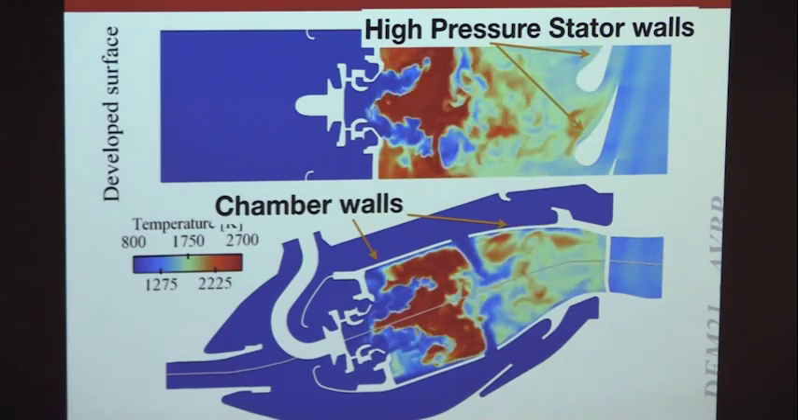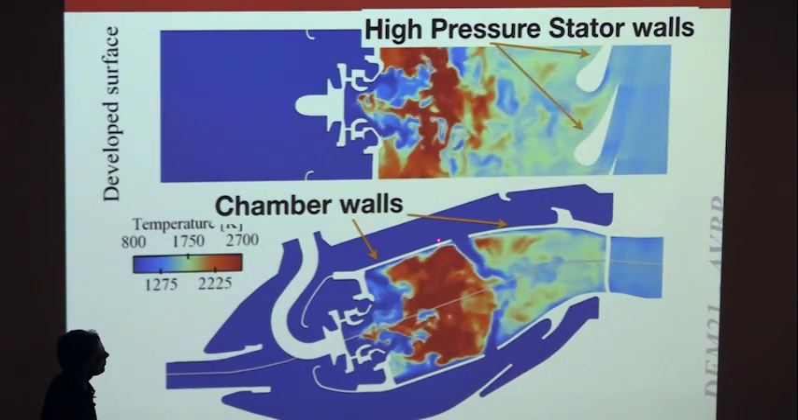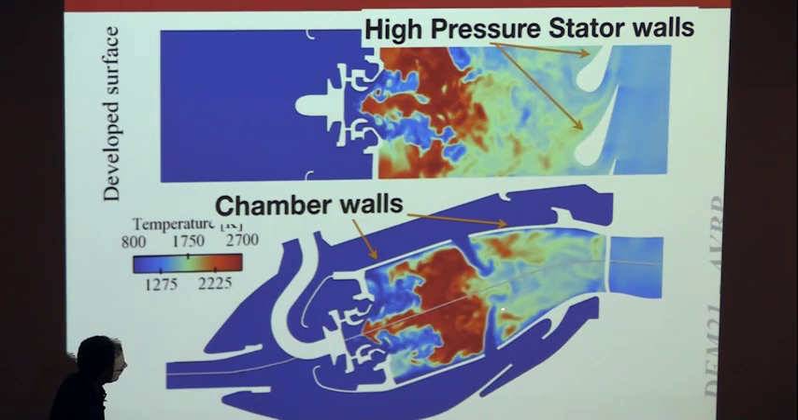So this is a view which you've seen before. This is the reason why you have dilution jets here, okay? Here you get very hot gases, you mix them with cold gases so that at this point the temperature remains reasonable. But still we're going to have interaction between very hot gases and the blades. And here on the side, on these walls, we're going to have something worse. We're going to have interaction between the flame and the walls.